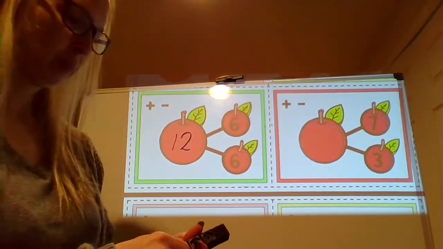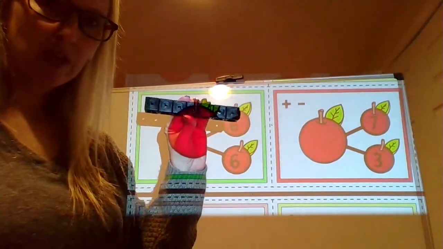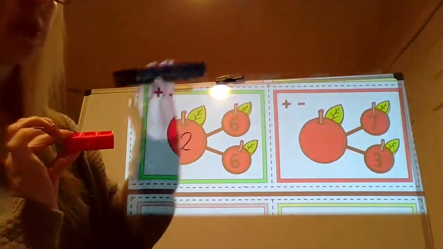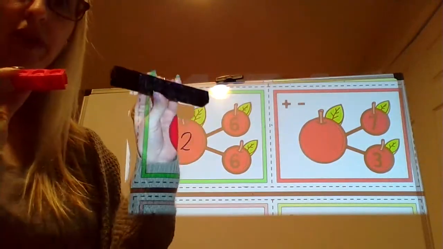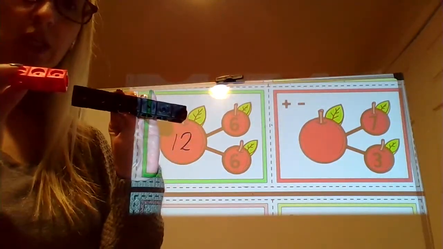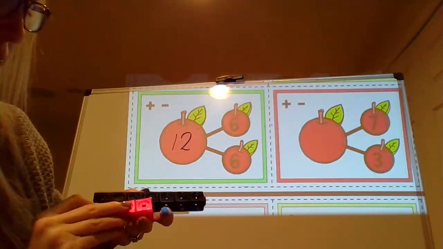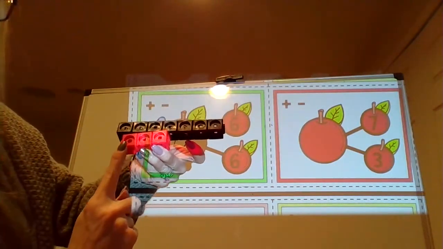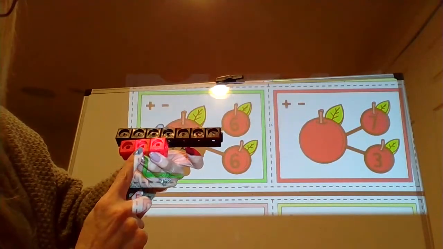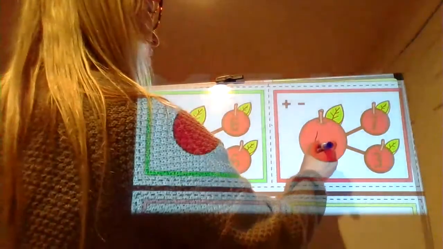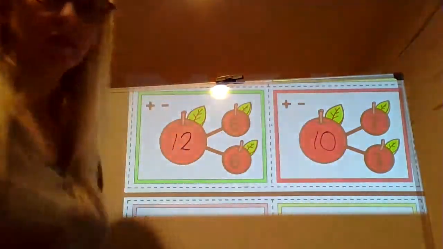Okay, here's my 7 items. Here's my 3 red items. So we're going to count on. I'm going to start with the bigger number. Is the bigger number 7 or is the bigger number 3? The bigger number is 7. Okay, so 7, 8, 9, 10. 7 plus 3 equals 10.